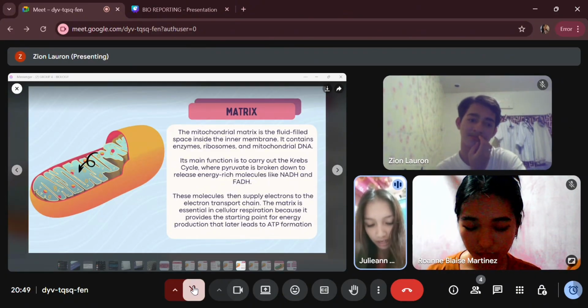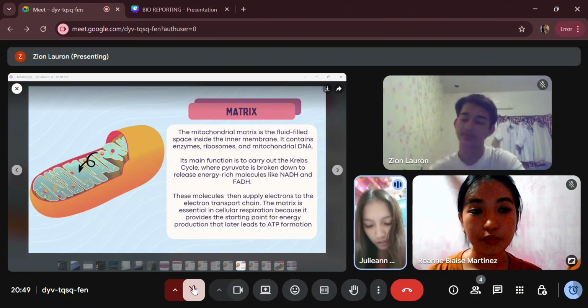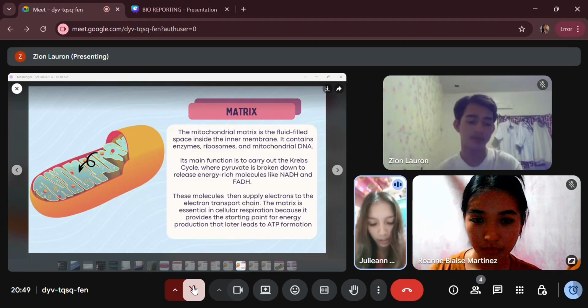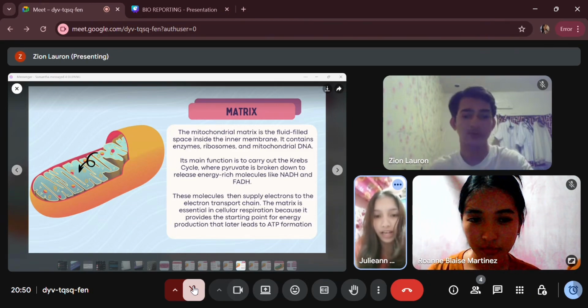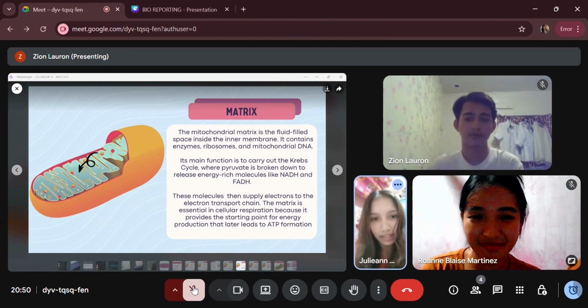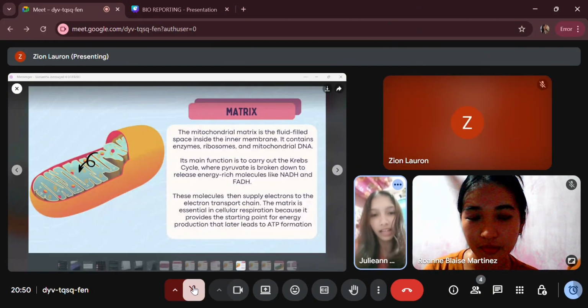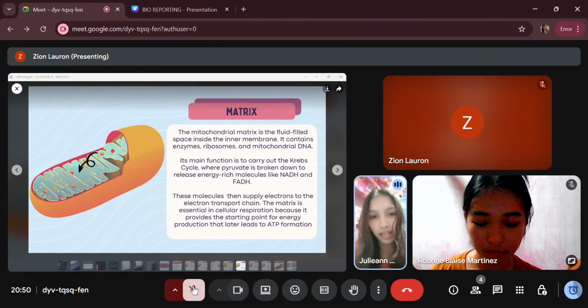The matrix is essential in cellular respiration because it provides the starting point for energy production that later leads to ATP formation. Explain. The matrix is the inner space of the mitochondria, where important reactions happen, like the Krebs cycle. It produces molecules that provide energy for making ATP, which the cell uses.